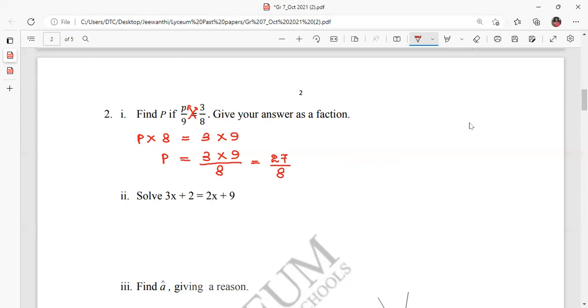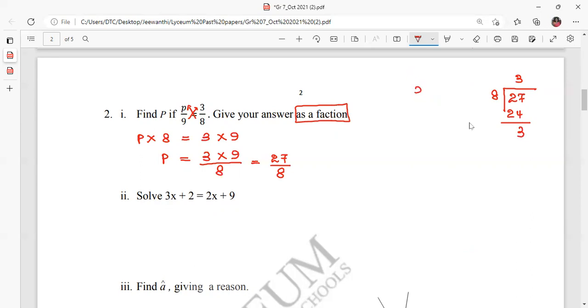Now you feel like converting this into a mixed number, right? But what you want to do, by the way, I will explain how you can convert this into a mixed number, even though we don't want to do that. So 27 over 8 means 27 divided by 8. 8 times 3, 24. What's the remainder?